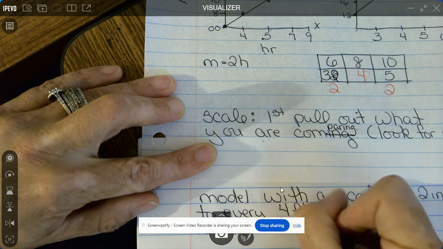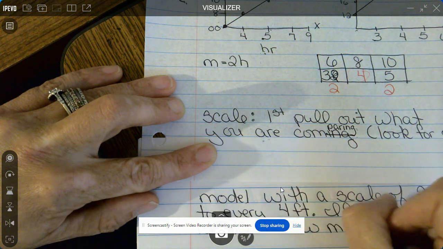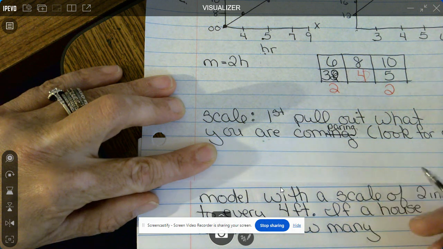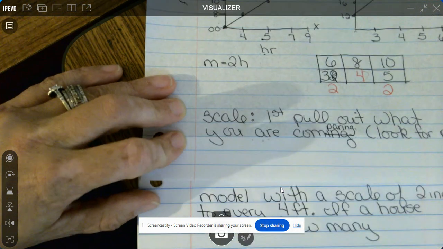So what happens if it starts with 0, 0, but it's not a straight line? No, we're doing the scale factor real quick.